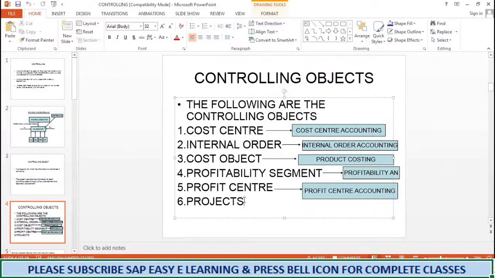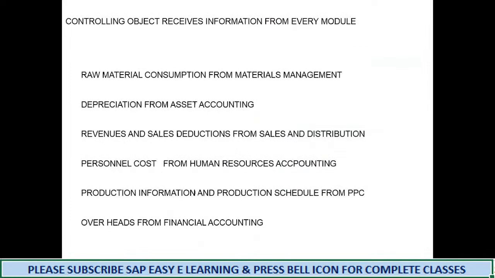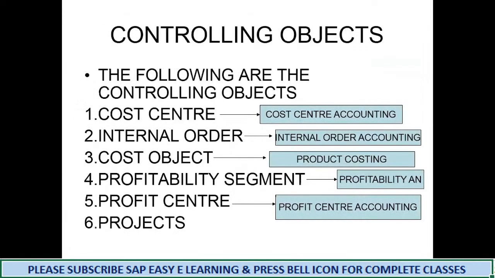But project systems is a separate module like FICO. So we are not going to touch projects or project systems in controlling. These are the 5 modules that are available in controlling: cost center accounting, internal order accounting, product costing, profitability analysis, and profit center accounting. For all these modules, there is one base module, which is called cost element accounting.